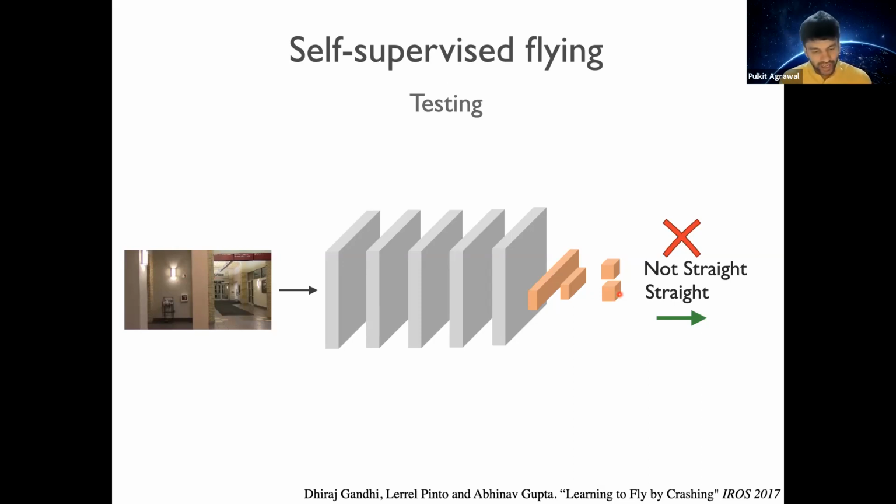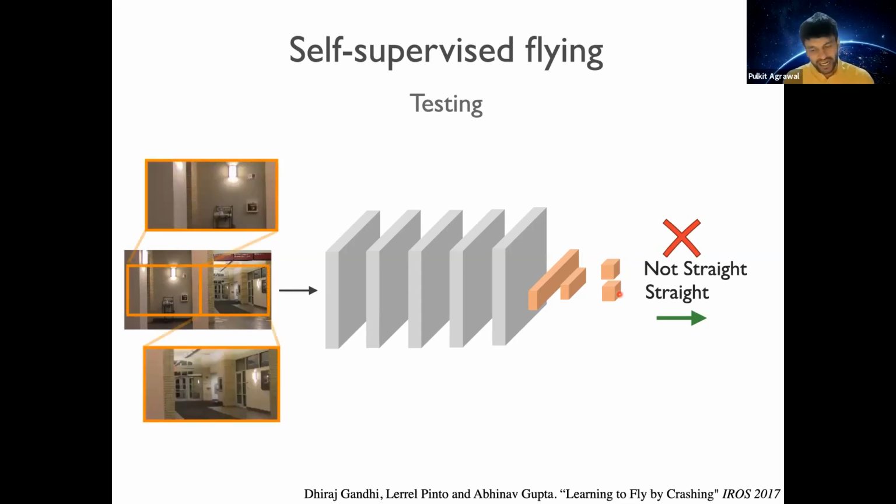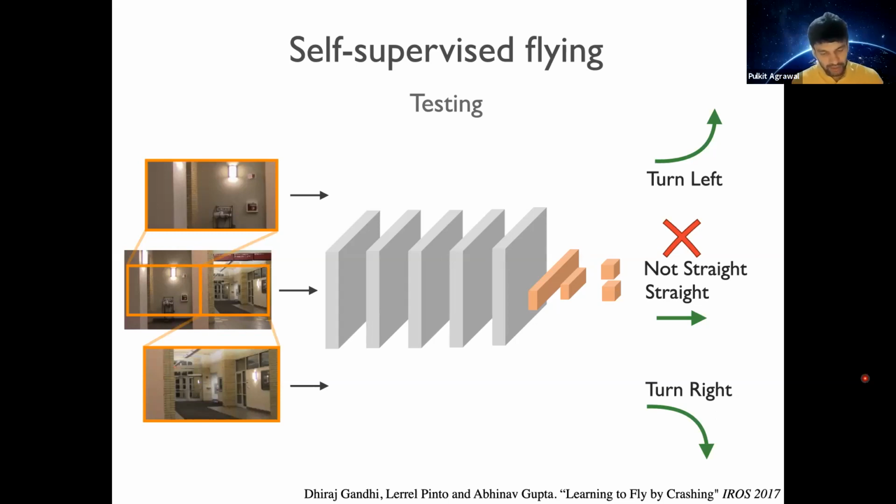So if I were to turn left and I'm not going to crash, that means that if I crop the image on the left, then my network should predict I should be able to move straight. So what they do is, they would crop the left part of the image and the right part of the image and test whether I could move straight in either one of those directions. And depending on that, I could either turn left or turn right. So that's how I can use this model.